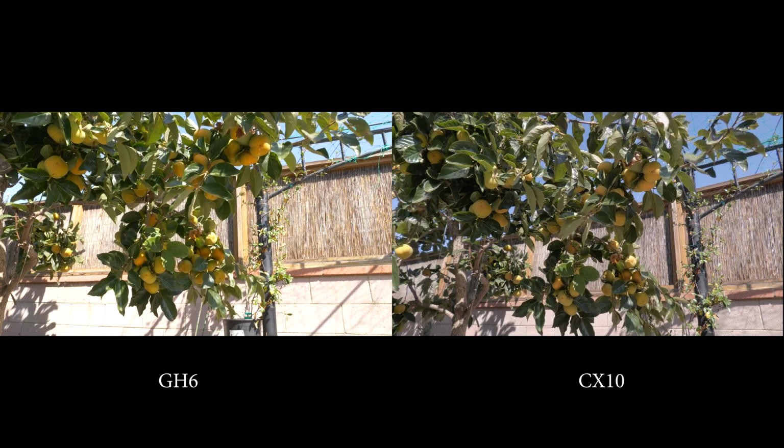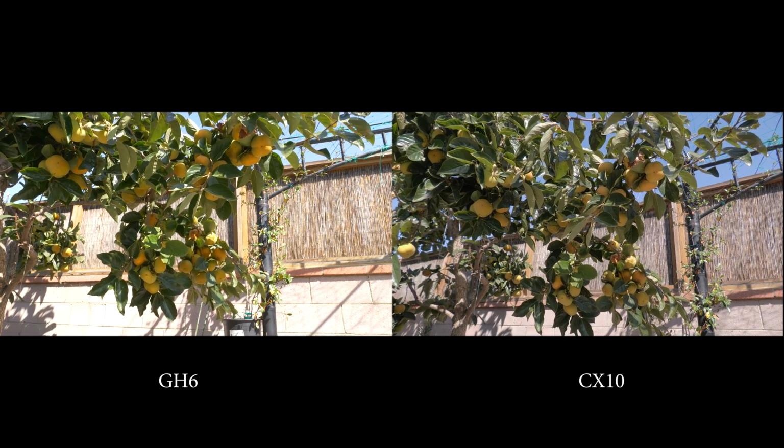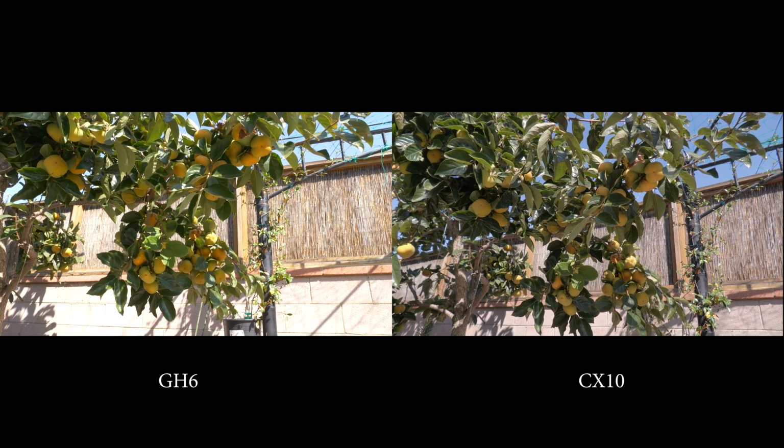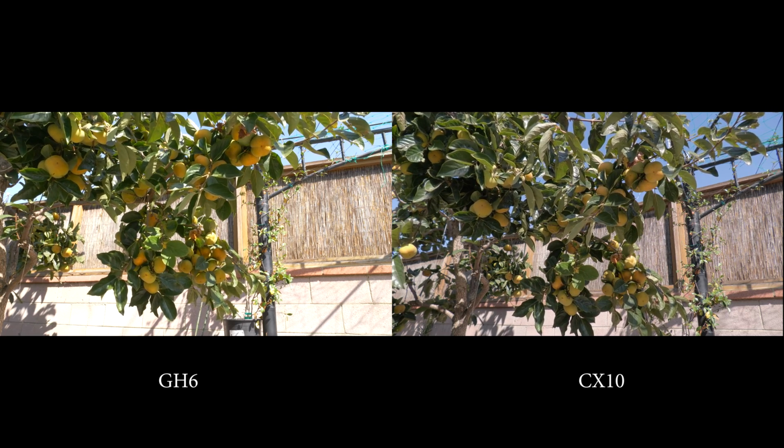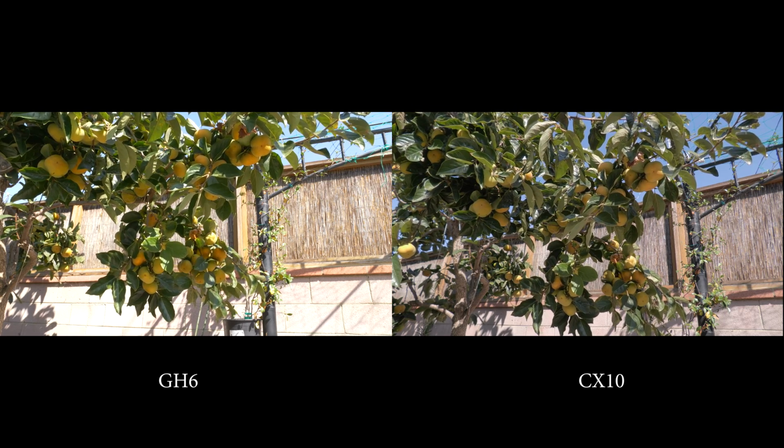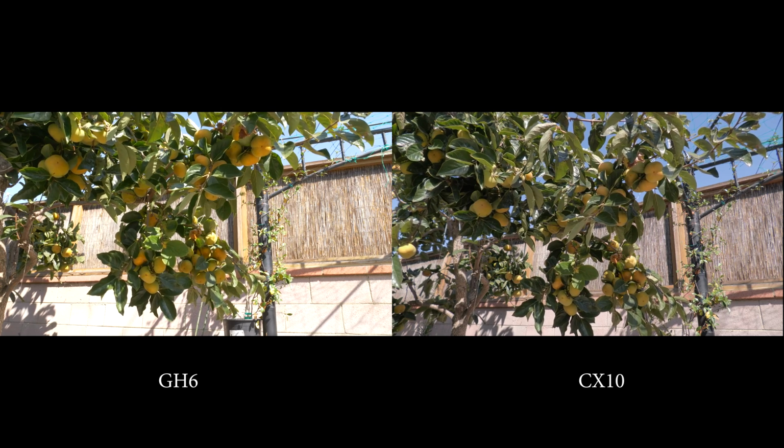I'm gonna test these out. What I have going on here is I'm shooting at 422 10-bit 150 megabits. This is 24p, and I have both cameras at their native white balance, daylight white balance, 5600. On the CX10, I have a 1/16 ND filter thrown on, and I'm shooting at, I think, all the way open. Let me see what f-stop I'm shooting at. Yeah, my f-stop is all the way open.